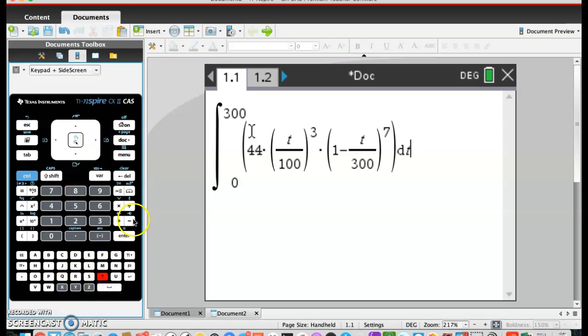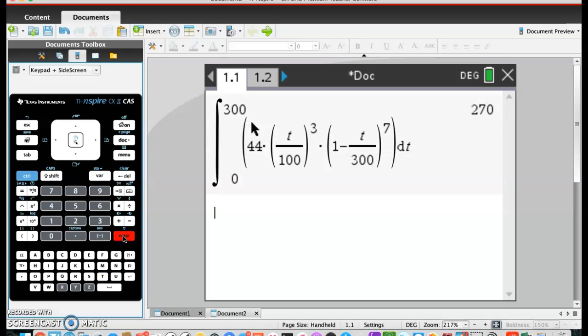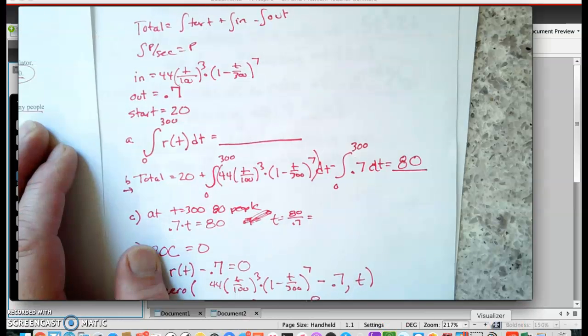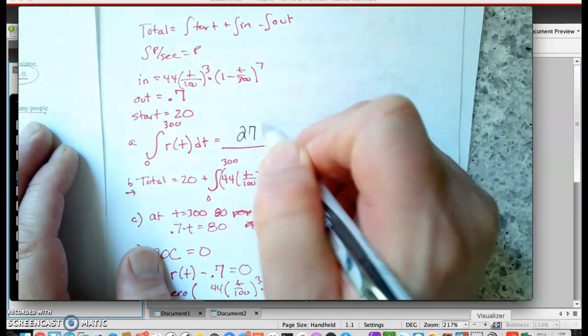And if I did that right, and I hope I did, I hit enter. I did not do that right. I actually lied about that. I was thinking about a different problem along the line. And when I put that in, I got 270. And I'm just double checking my answers right here. 270 was the correct answer for r of t. So I'm going to go to my thing here. I'm going to fill that in at 270.